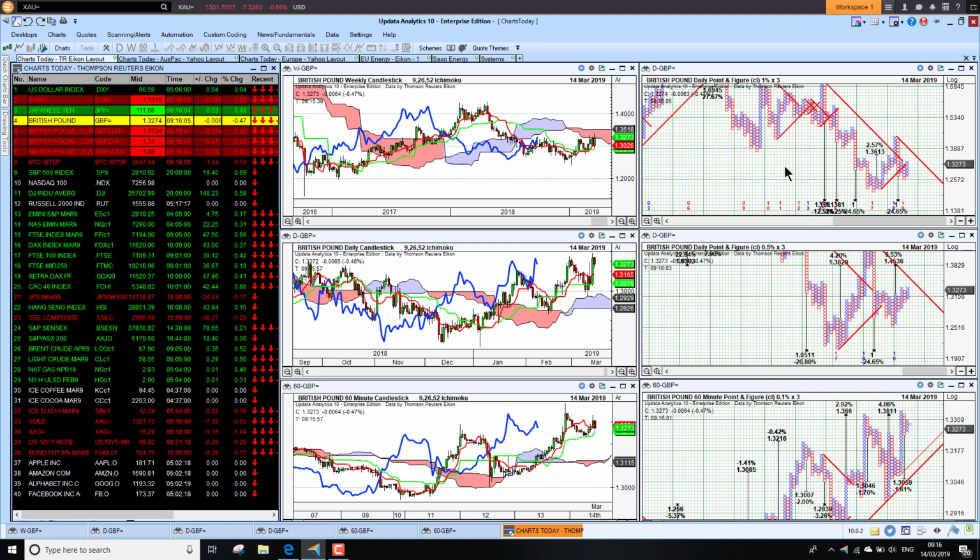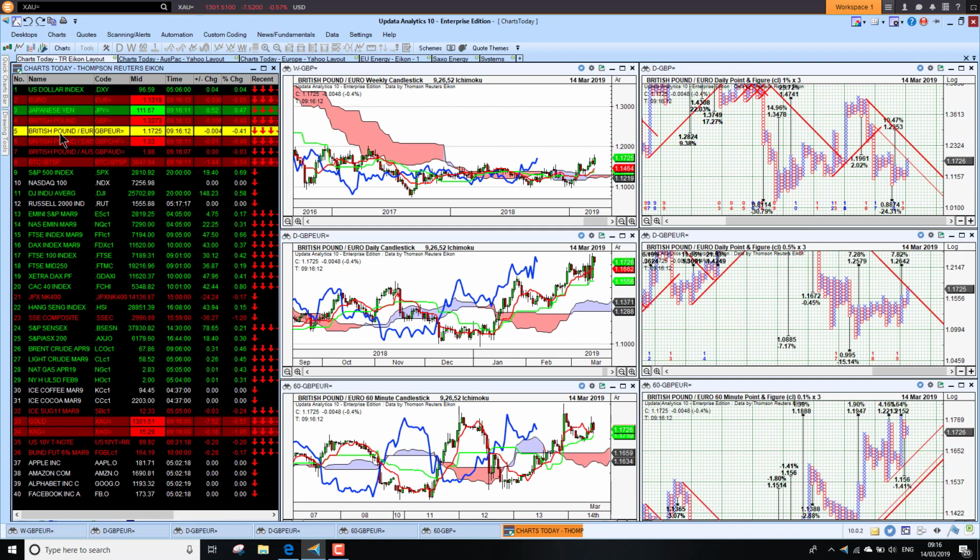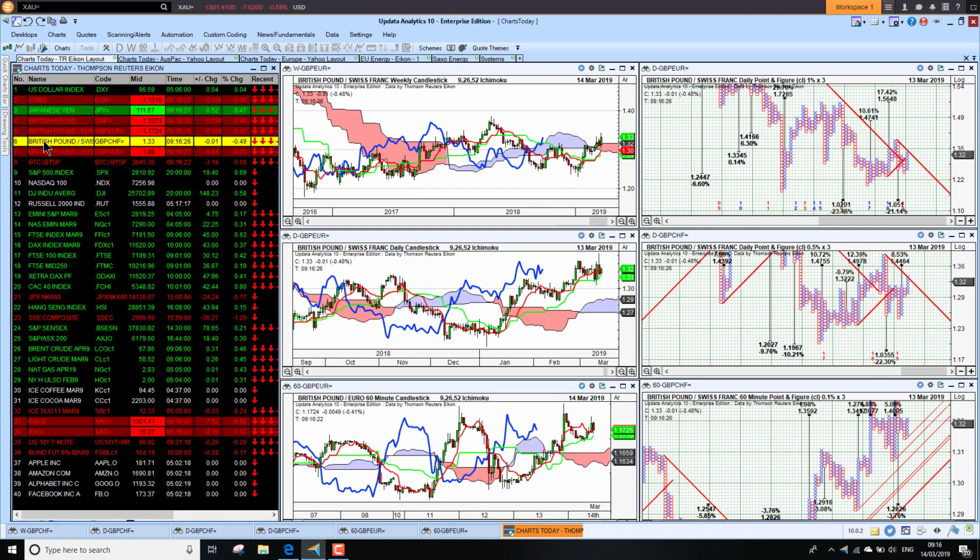But we do still have these big targets hanging over us on the long-term chart, and we're still bearish on the long-term chart. So still a mixed picture, really, and of course a lot of uncertainty around what's going to happen with Brexit. Sterling is also looking bullish against the euro. In fact, bullish on all three time frames. So coming off better than the euro in this whole Brexit process.